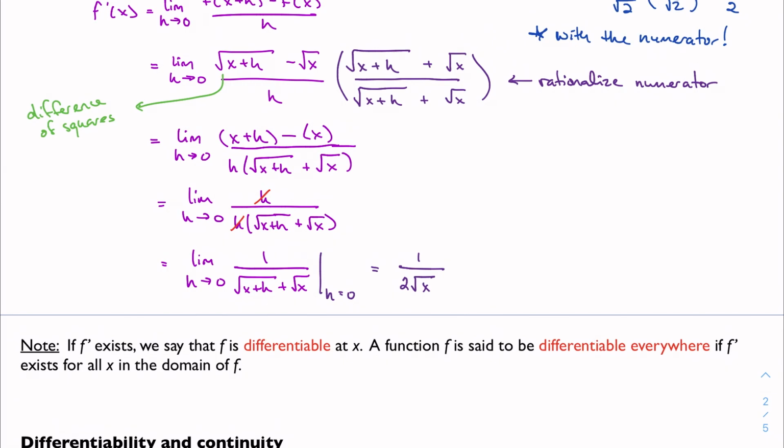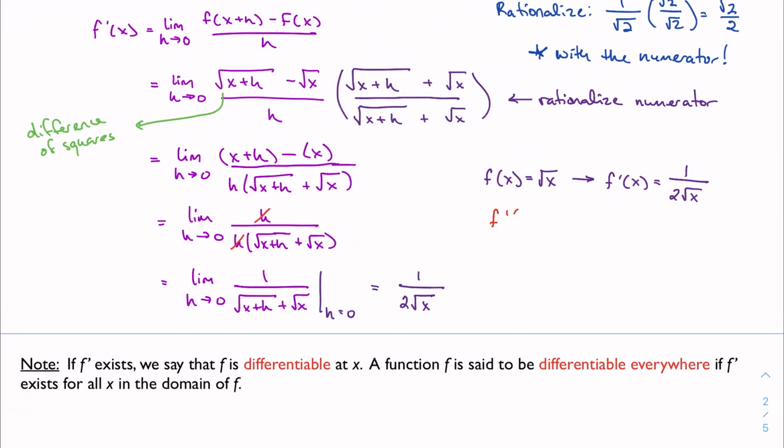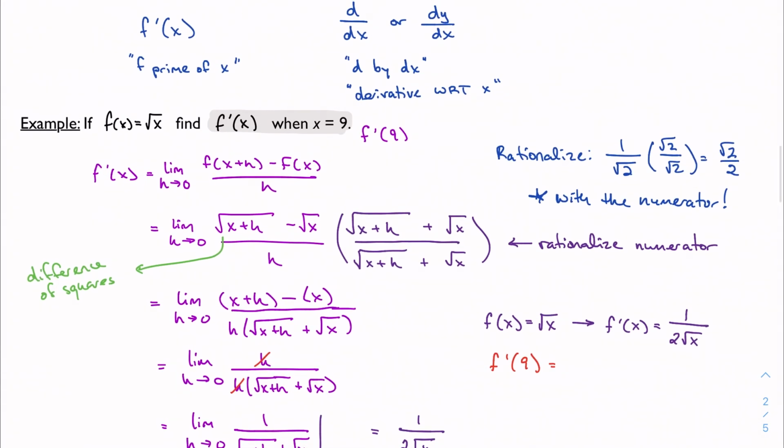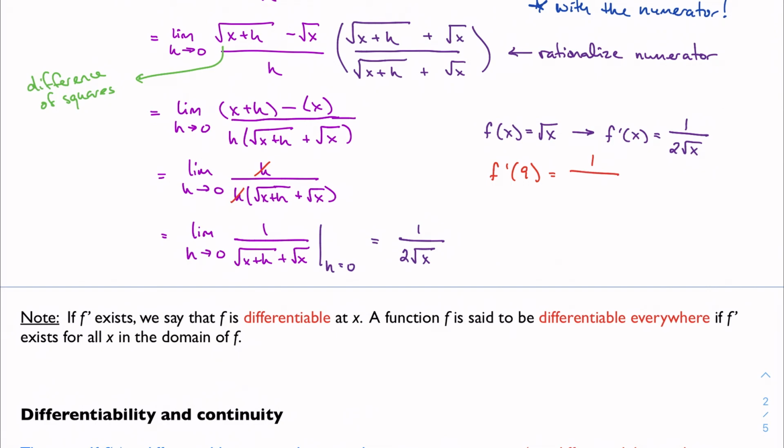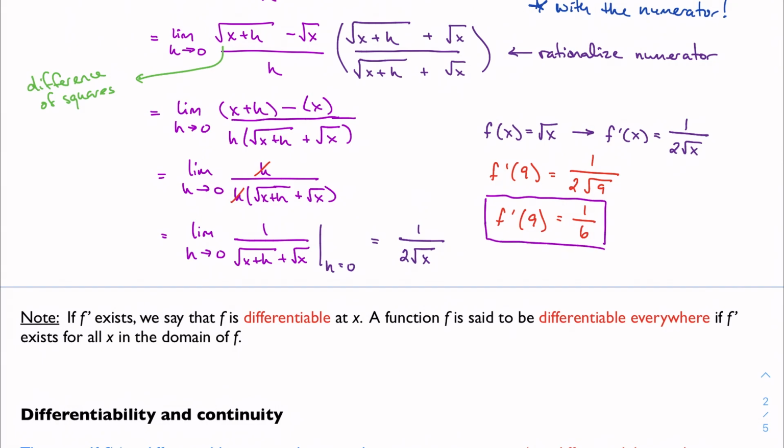This is my limit, sorry, this is my derivative in general, right? So if f of x, what we figured out so far, if f of x is the square root of x, the derivative of f is 1 over 2 square root of x. Well, we're not done solving this problem because I want to know what f prime of 9 is, right? Find f prime of x when x equals 9. So f prime of 9 is going to be 1 over 2 times the square root of 9. Well, the square root of 9 is 3. 2 times 3 is 6. So the derivative, the slope of the graph, if I were to graph this, at x equal to 9 is 1/6.